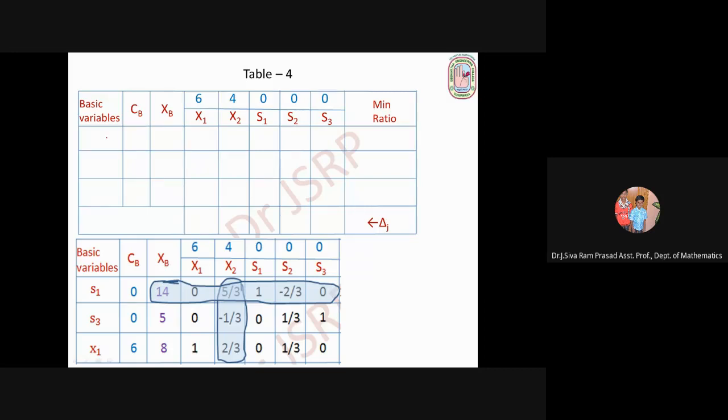Right, fill the first column, basic variables. Observe table 3. In table 3, X2 replaces S1, that is, S1 is replaced by X2. So the first variable is X2. The other two variables remain the same: second variable S3, third variable X1. Then X2 price 4, so that is CB, the cost of basic variables. So X2 price 4, S3 slack variable price 0, X1 cost 6.